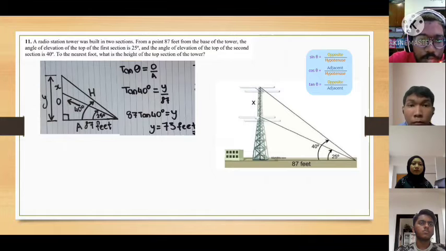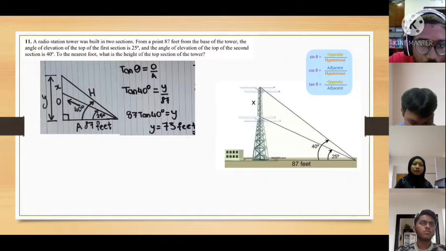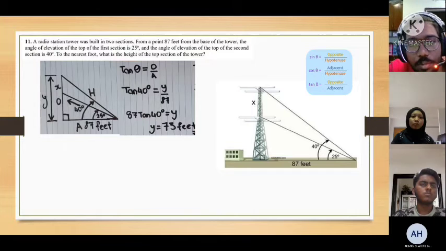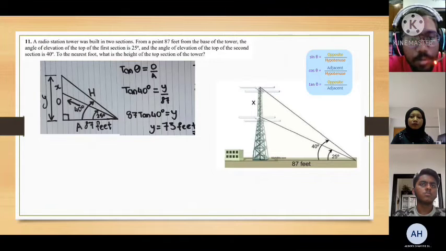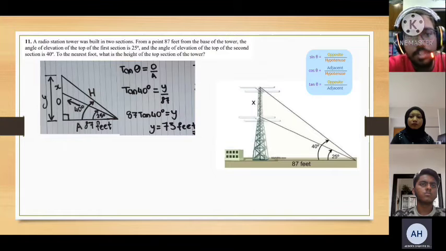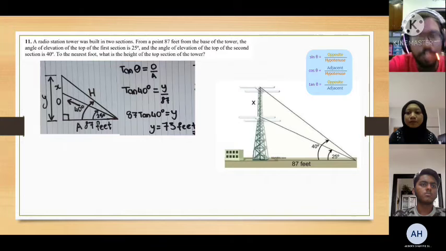First of all, we should find the total height, which is y, by using tan theta equals opposite over adjacent. Here, to find y, we should use tan 40 degrees equals y over 87. By using the calculator, 87 tan 40 equals y, and you will get y as 73 feet.